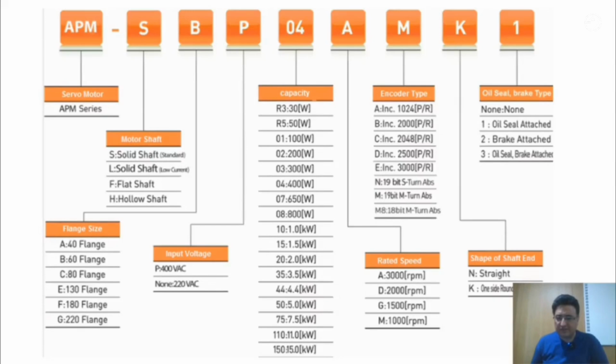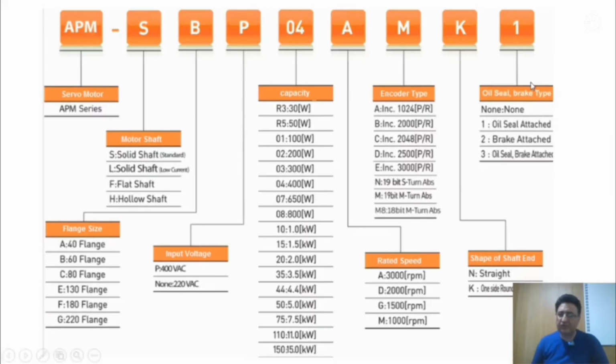Alright, the next letter indicates the end of the shaft. If the letter N is used, the shaft end is flat, but if the letter K is used, it has a keyway. This can be really helpful when we want to couple it with another device or, for example, use a gearbox.